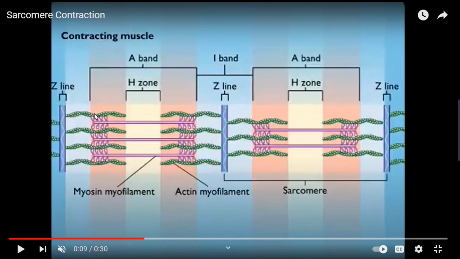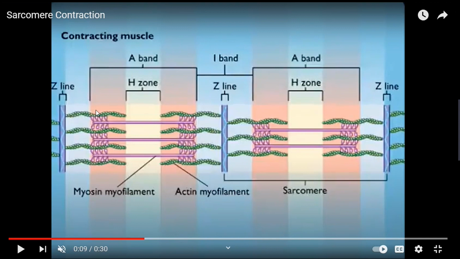You have the green, which is representing the actin. You have the purple, which is representing the myosin. You can see two sarcomeres in this image. You remember the sarcomere goes from Z line to Z line, so that's one sarcomere. And then you've got the Z line going to the other Z line, that's the other sarcomere. So you're seeing two sarcomeres in the picture. I'm not worried about all the other labeling.